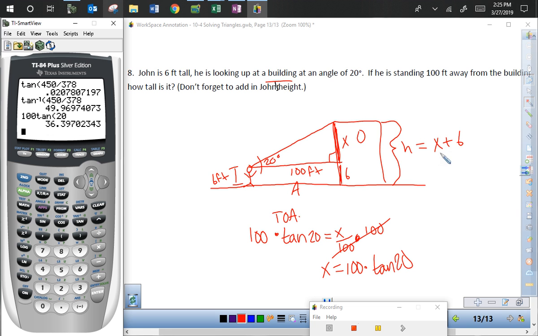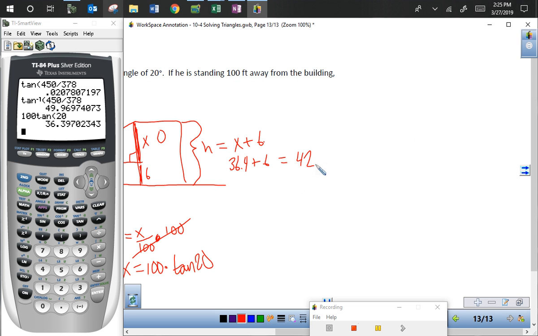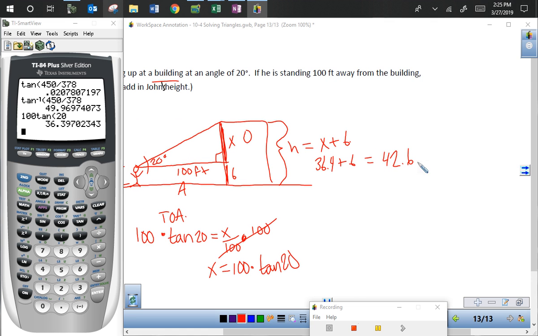So that's x. Right below x here, I'll write this 36.4, but then we have to add 6, John's height, to get the total distance. And 36.4 plus 6 gives us 42.6, and then our label on all this stuff is feet. So our building is 42.6 feet tall.